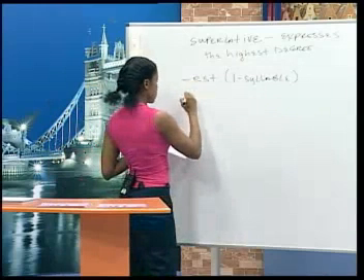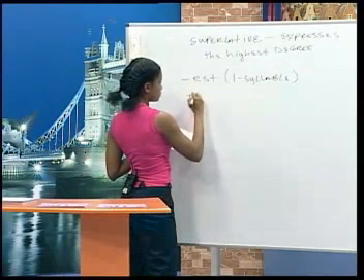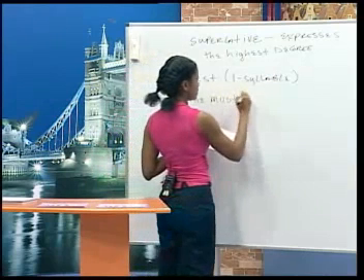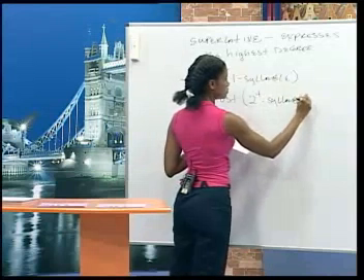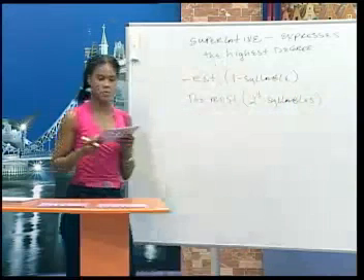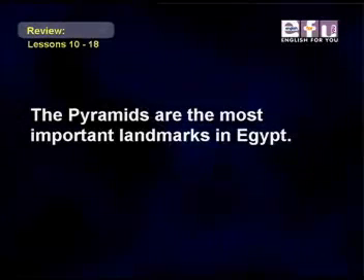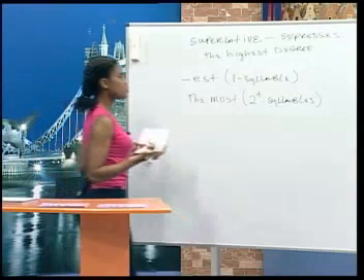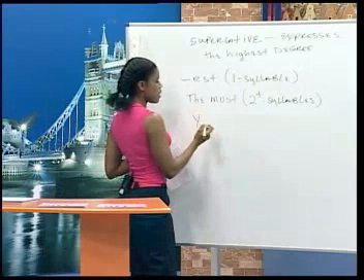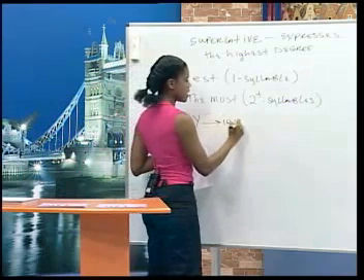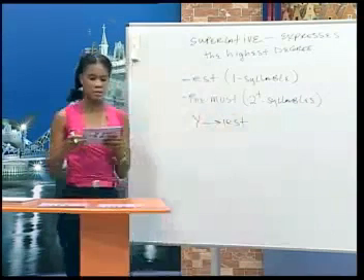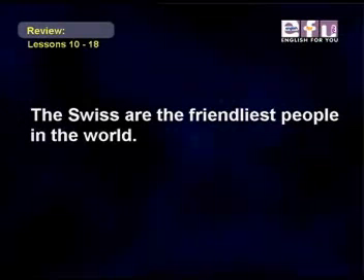Okay, for two-syllable words, we add the most in the superlative. For two or more syllable words. For example, the pyramids are the most important landmarks in Egypt. And of course, for adjectives ending in Y, in the superlative form, the Y becomes I, and then you add est. For example, the Swiss are the friendliest people in the world.